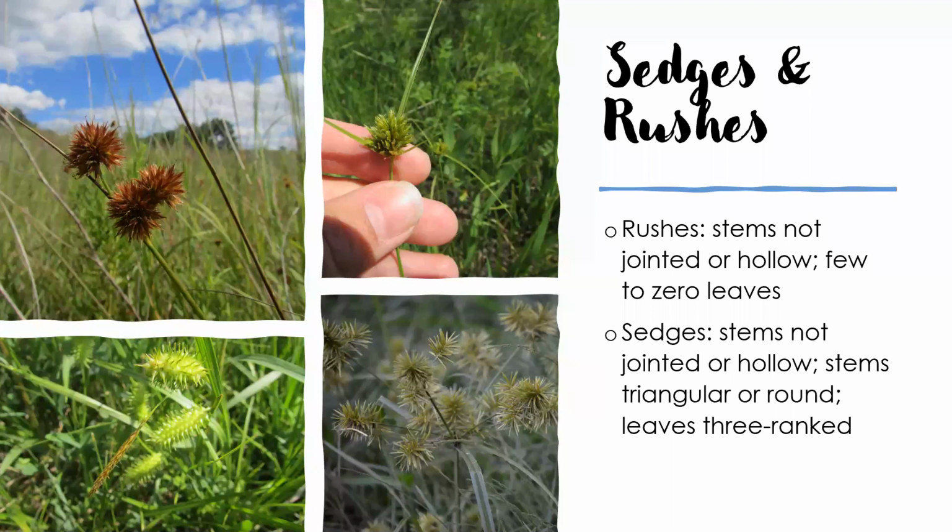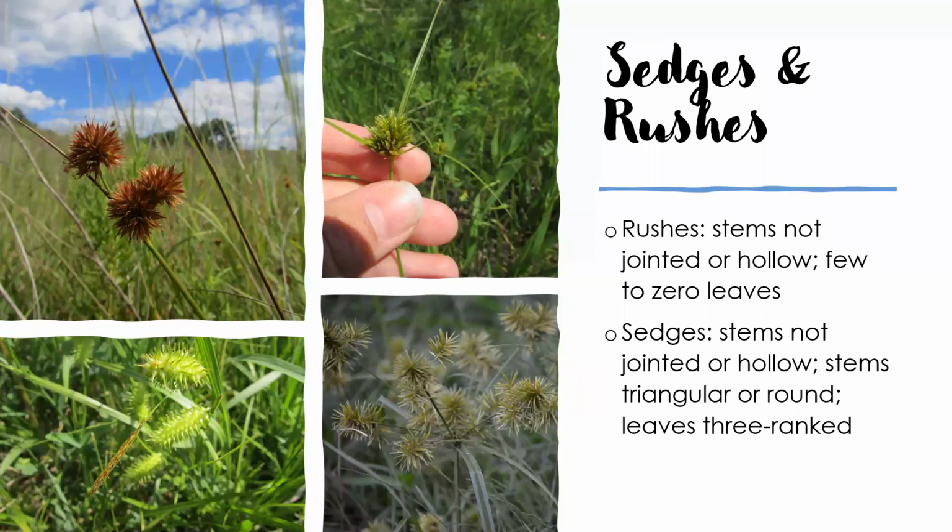So when it comes to rushes, their stems are not jointed or hollow. So if you were to cut the stem of a rush in half, you would find some sort of pithy tissue or plant material inside that stem. And they aren't going to have those nodes, okay? And rushes also typically have just a few or zero leaves on the stem.